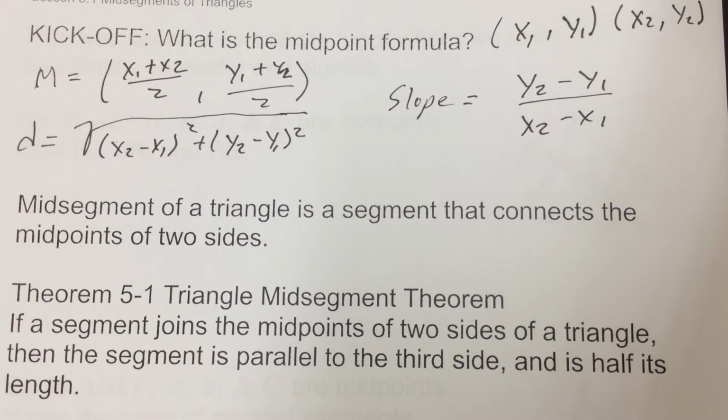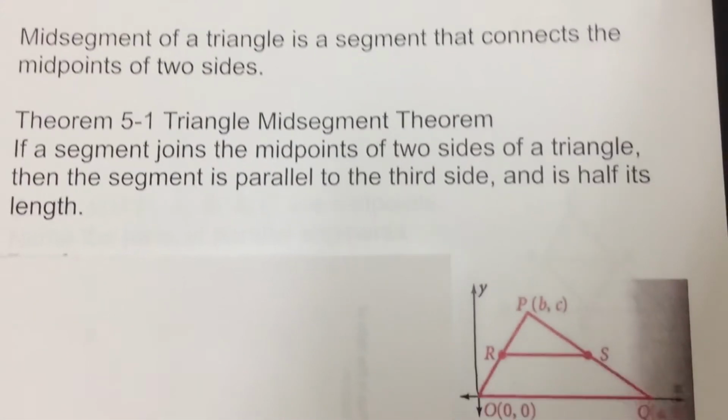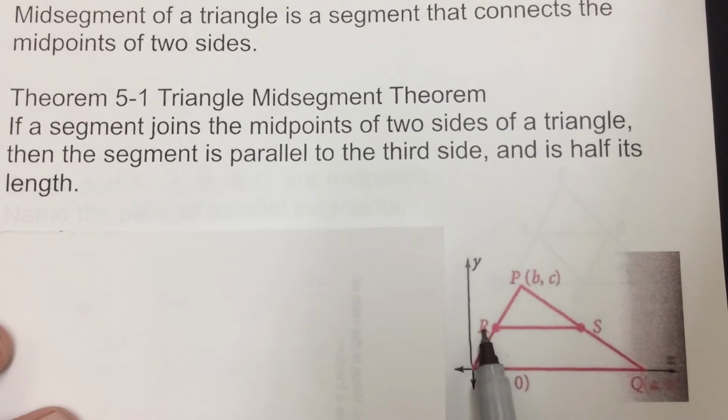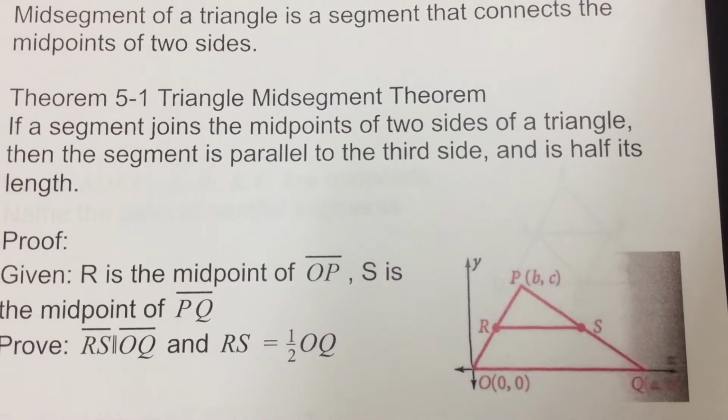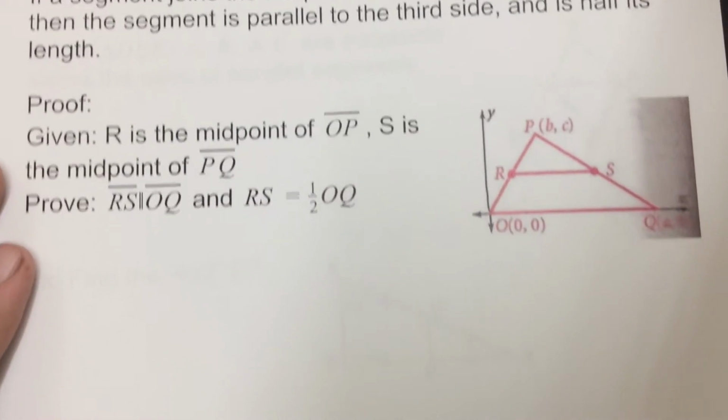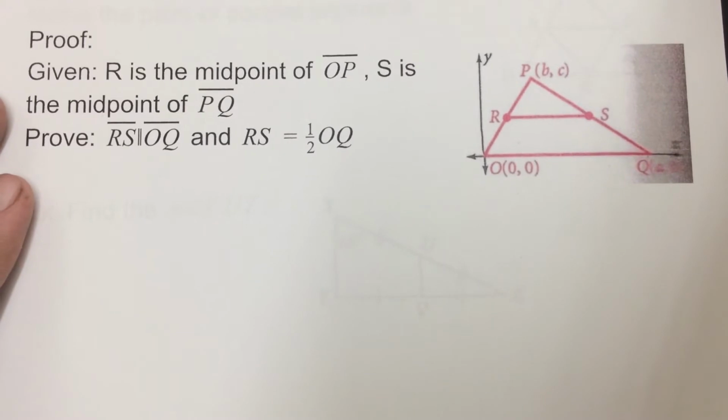So when we go back to this triangle here, we know RS here is going to be parallel to the third side OQ. It's also going to be half of what OQ is. So if OQ is 6, RS is going to be 3. Now, we're going to do a different type of proof that we haven't done before, called a coordinate proof here, to prove that this is the case.